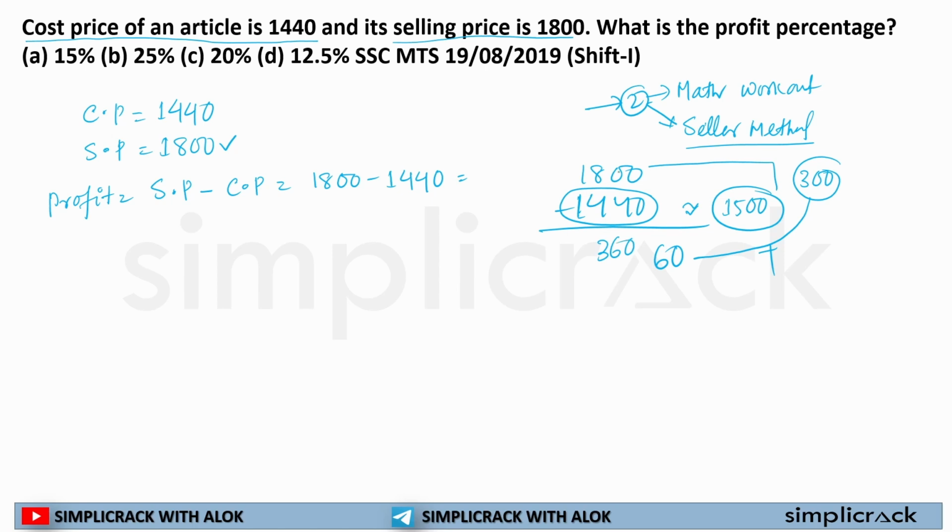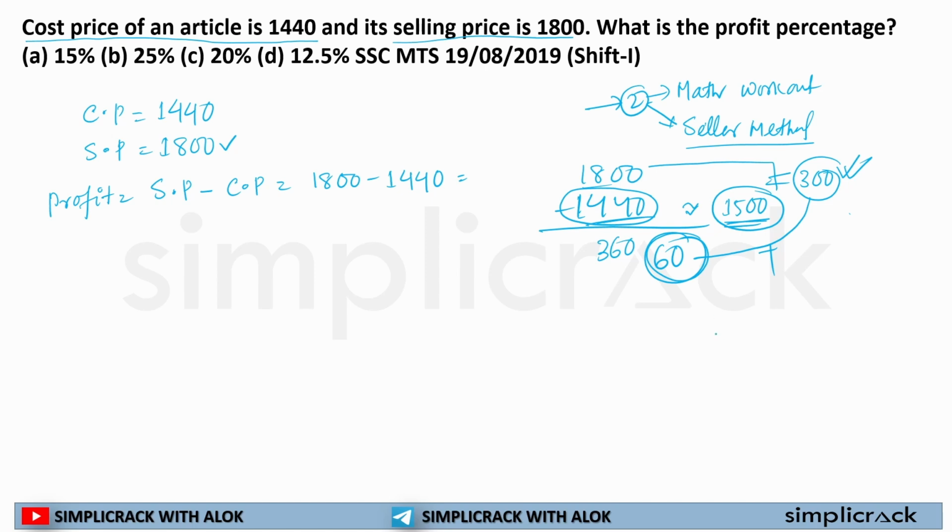What I did: if I had to deduct 1440 out of 1800, it was a bit tougher for me. So I converted 1440 to the nearest number by adding 60. Now I can deduct these both numbers very easily, right? So now this is my deduction. 1800 minus 1500 is equal to 300, and this was the difference between 1500 and 1440. So it was 60 plus 300, it is 360.